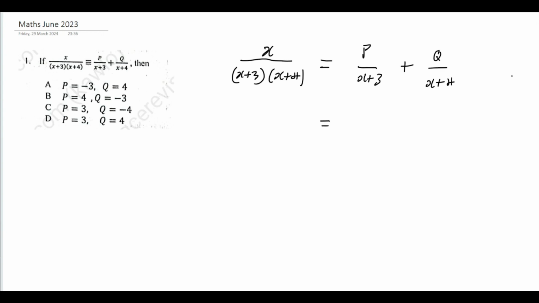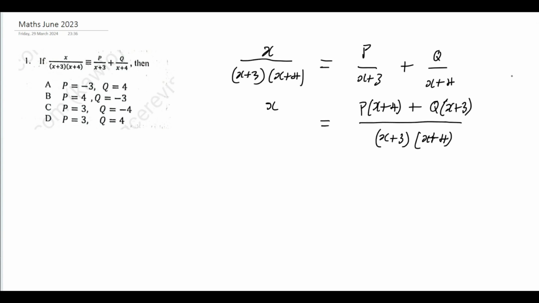So meaning that we can express this as x plus 3 multiplied by x plus 4. Now here, when we take all of this divided by x plus 3, we'll be left with x plus 4, multiplied by P. So it will be P multiplied by x plus 4, and here we do the same thing. This will cancel, we are left with x plus 3, so it will be Q multiplied by x plus 3. Now what do we notice? If we look at the left hand side, we have x plus 3 and x plus 4.